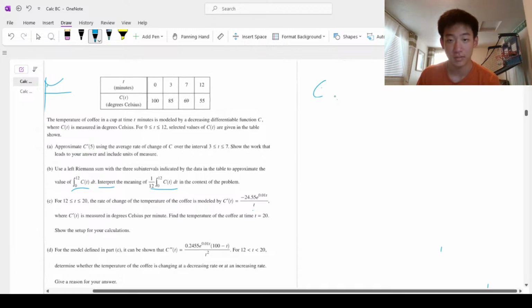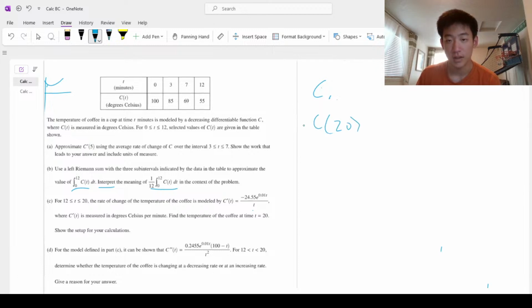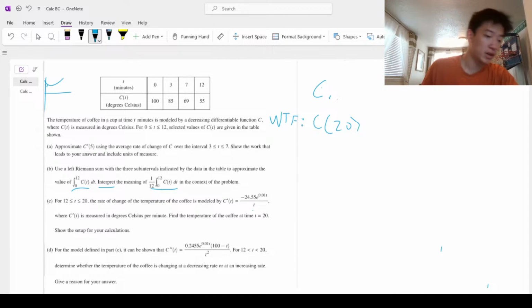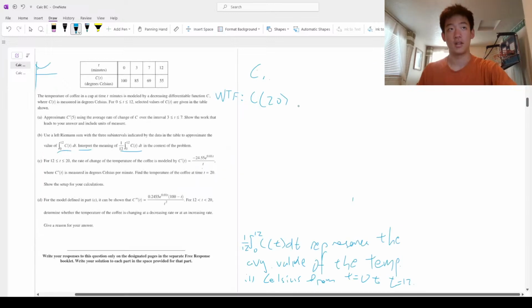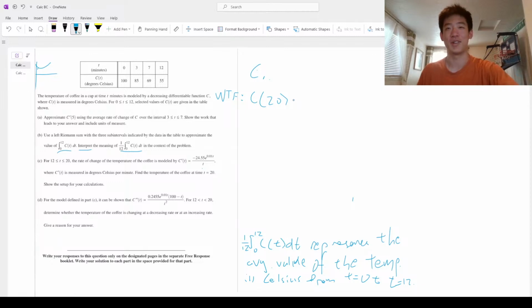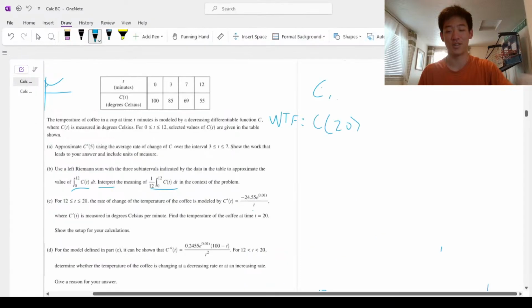So you can say you basically want to find C of 20. I keep having... I think I just have to reconnect and disconnect from my monitor whenever it freezes, which is really annoying. But it's going to be fine.